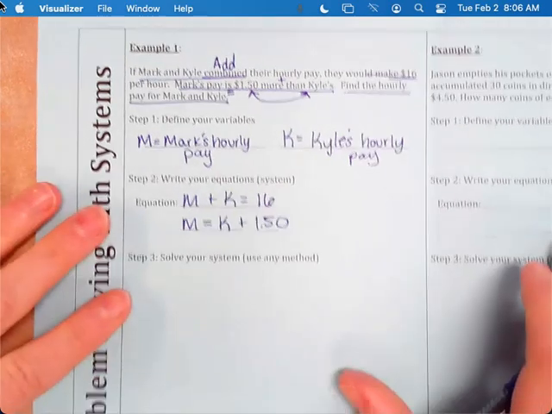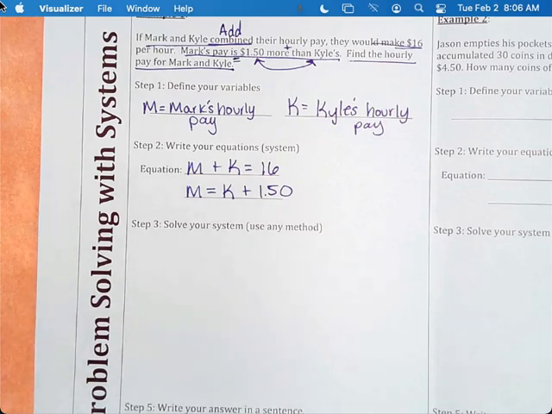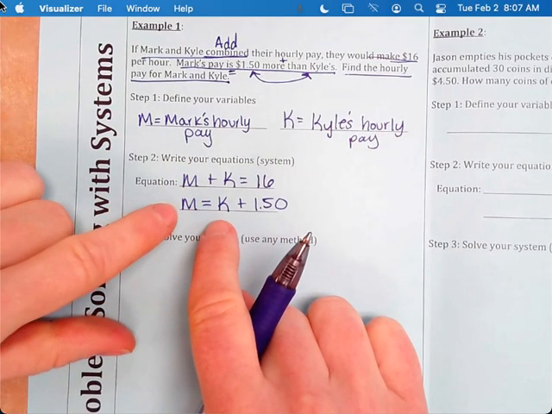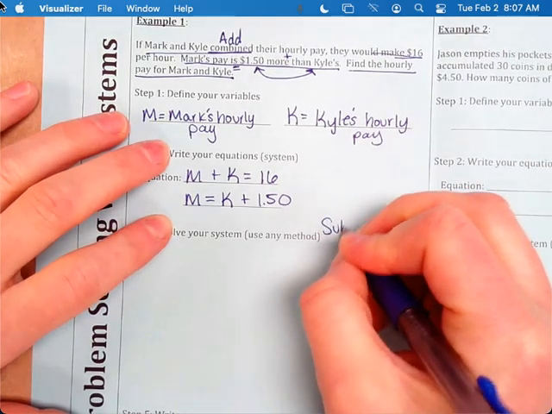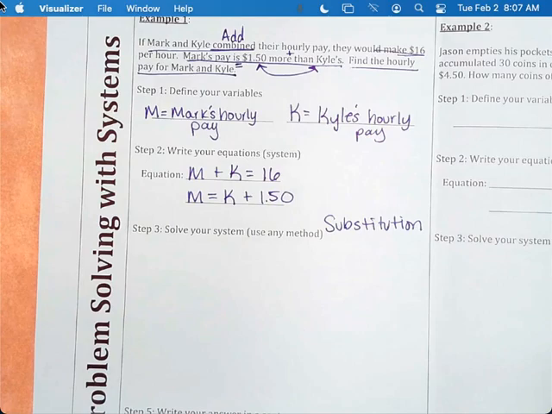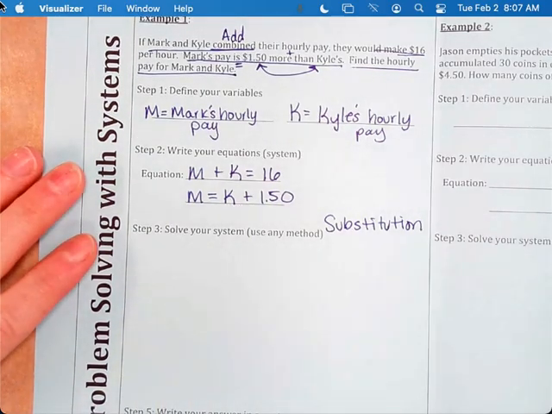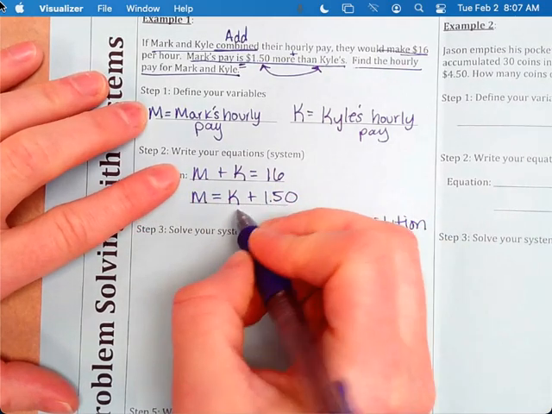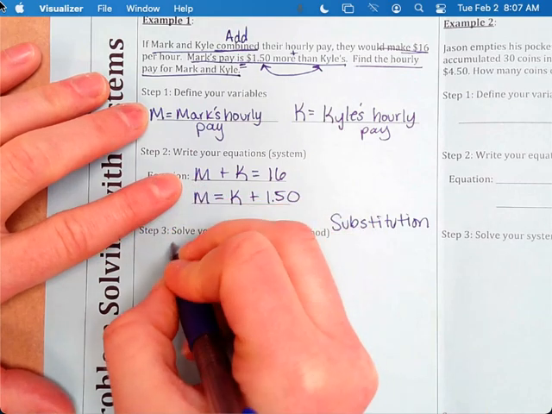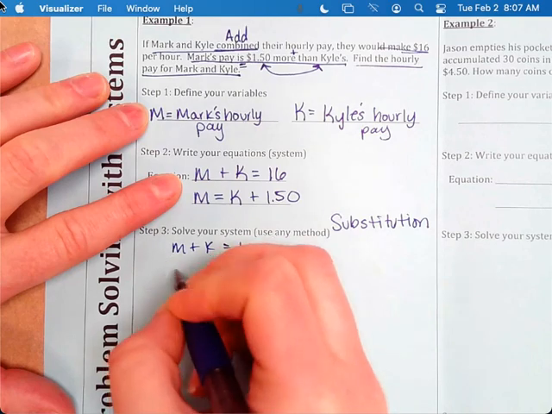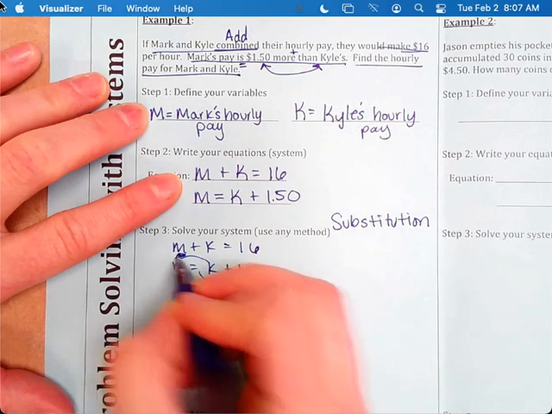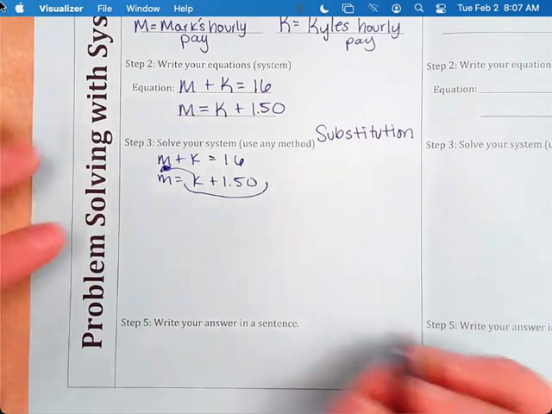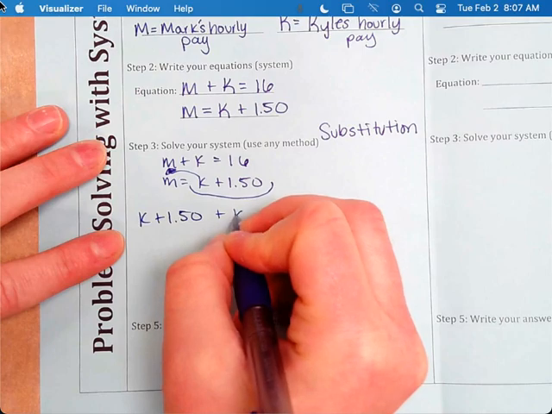Okay, so solve your system. Which method looks like it would be easier on this one? M equals K plus 1.50 because it's already solved. Since this is already solved, what method could we use easily? You can rearrange it and do elimination if you'd like. It's just up to you, but this is already solved. So instead of M plus K equals 16, I'm going to sub in this K plus 1.50 for that M, because it was M plus K equals 16 and M equals K plus 1.50. So this is going to be subbed in for M. So this would be K plus 1.50 plus K equals 16.